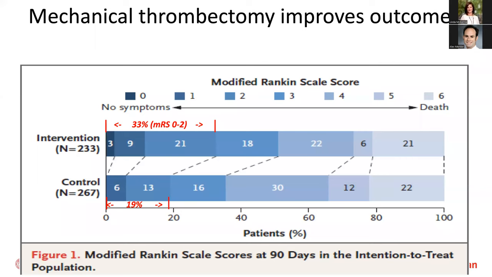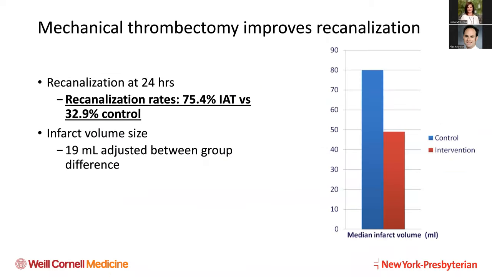And mechanical thrombectomy was shown to significantly improve outcomes in these patients. And so 33% of patients achieved an excellent outcome versus 19% in the controls. And if you add mRS of 3, more than 50% of patients achieved a good outcome as compared to the control patients. And so taken together, this showed that mechanical thrombectomy was an effective strategy at improving outcomes in patients with large vessel occlusions.